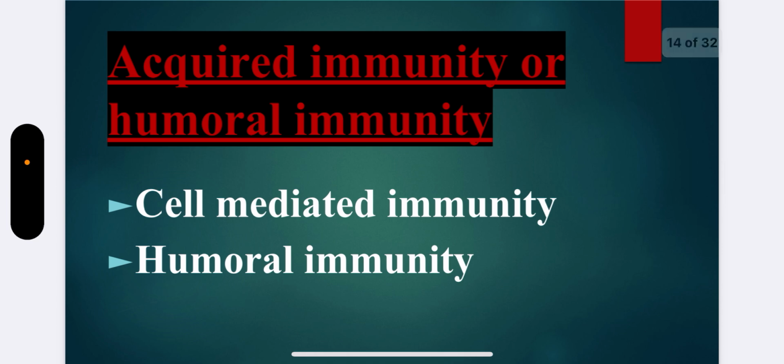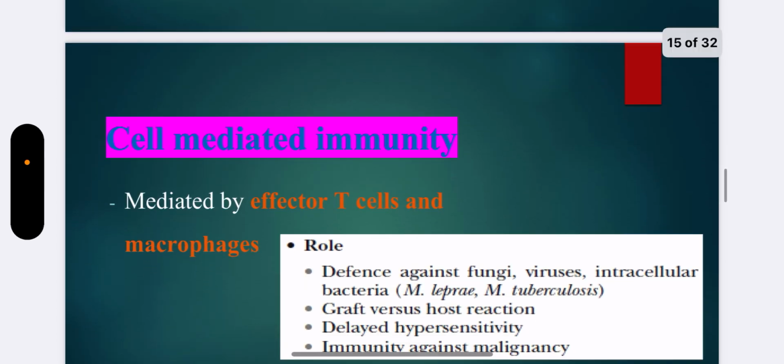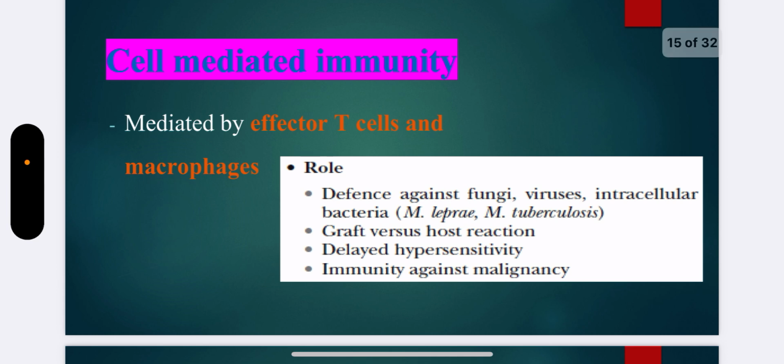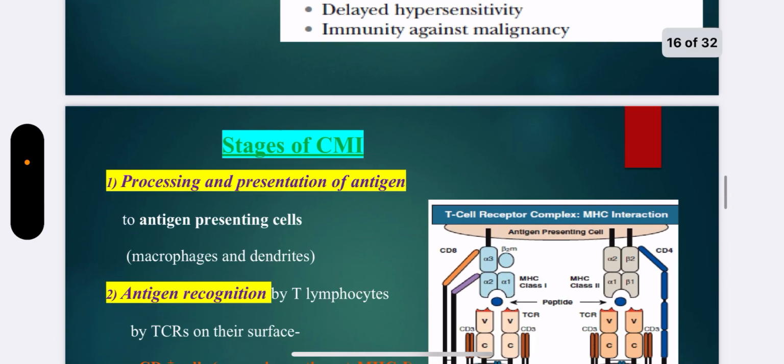Then about acquired immunity, that is acquired once the antigen is encountered. It is of two types: cell mediated immunity and humoral immunity. Now the cell mediated immunity is mediated by T cells and macrophages, and it confers defense against fungus, virus, and intracellular bacteria. The word intracellular is important here. It also covers delayed hypersensitivity, graft versus host reaction, and providing immunity against malignancy.